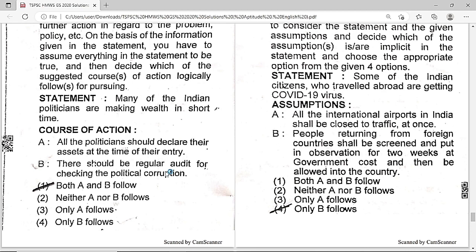So many of the politicians are making wealth in short time. It is a true statement. So what is the course of action that we need to take in order to make this not to happen? All the politicians should declare their assets at the time of their entry. Yes, they should declare, and also there should be a regular audit for checking the political corruption. If these two things are going to happen, then we can control the Indian politicians to become richer in a wrong manner.